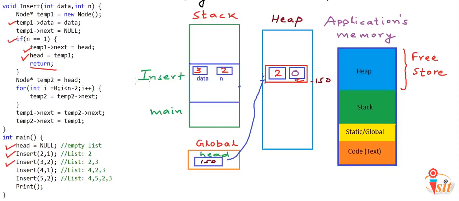Now once again in this call we create a new node. We keep the address initially in this temporary variable temp1. Let's say we get this node at address 100 this time. Now n is not equal to 1, so we will move on to create another temporary variable temp2. Now we are not creating a new node and storing the address in temp2 here. We are saying temp2 is initially equal to head, so we store the address 150.